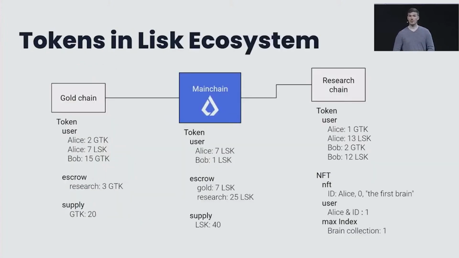All right, so to finish my talk, I'm just going to show you this picture of a potential Lisk ecosystem with different tokens and NFTs. You can see that on the main chain, we only have LSK tokens. You can also see that if you add up every token in a user account and every token in an escrow account, you get the supply total. And yeah, that's it.